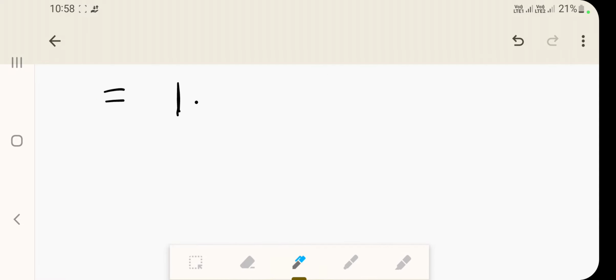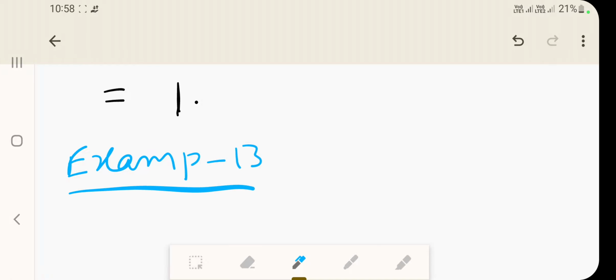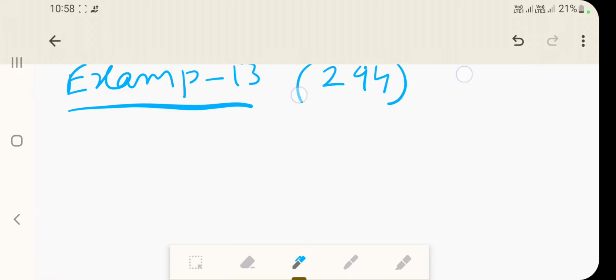Next, this given example, before exercise 11.4 we have. I am writing example 13 on page number 294 in the mathematics textbook, in the trigonometry chapter that we are solving.